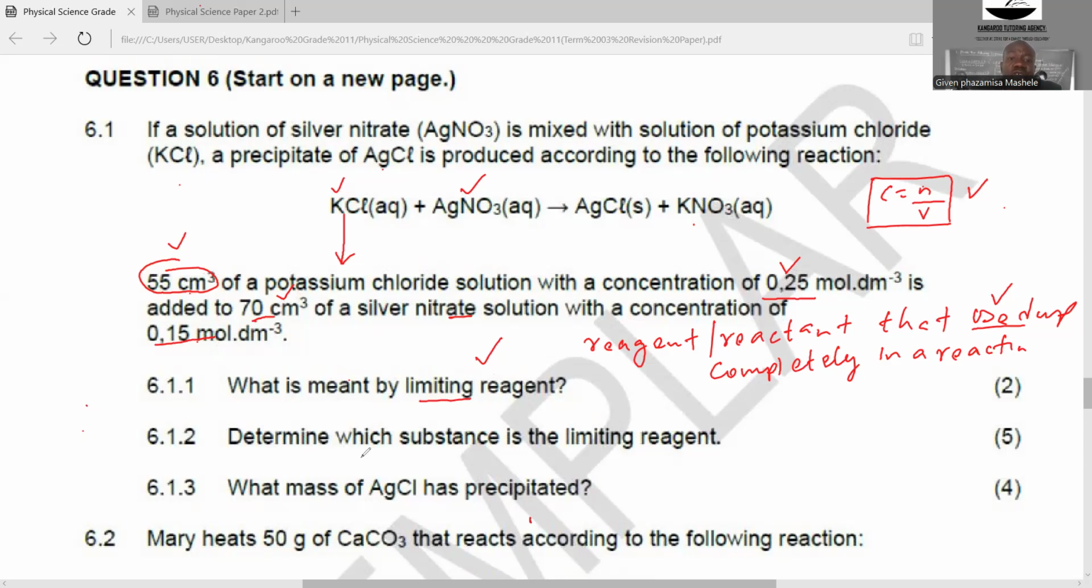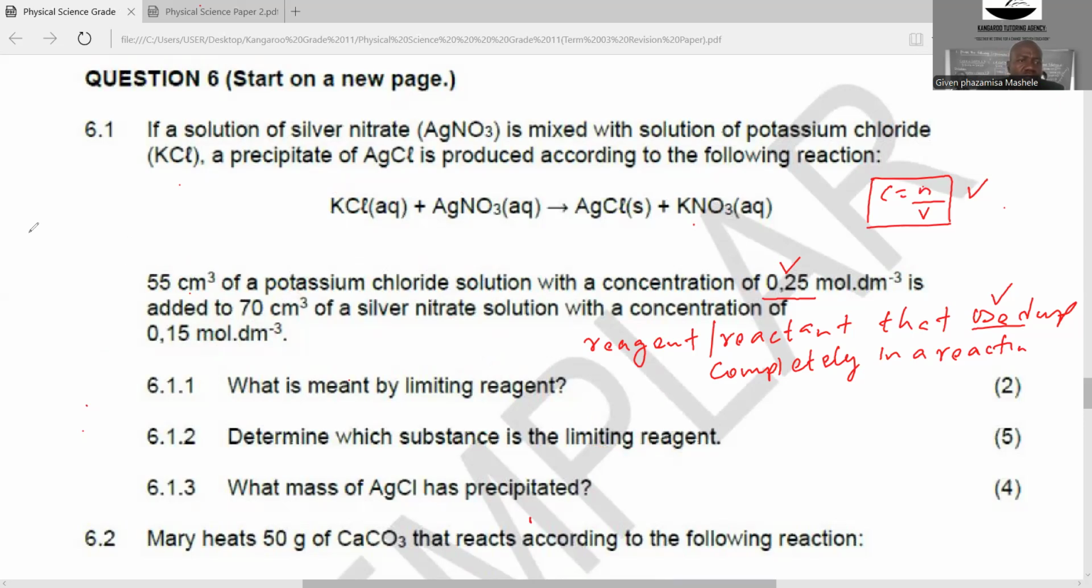Then the second question says, which substance is the limiting reagent? So we want to know, between potassium chloride and silver nitrate, which of the two is limiting and which is in excess. To determine the limiting substance, we need to compare in terms of the number of moles. All right, let us go through the question together. So we have to calculate the number of moles of potassium chloride and silver nitrate. Then we compare in terms of number of moles.